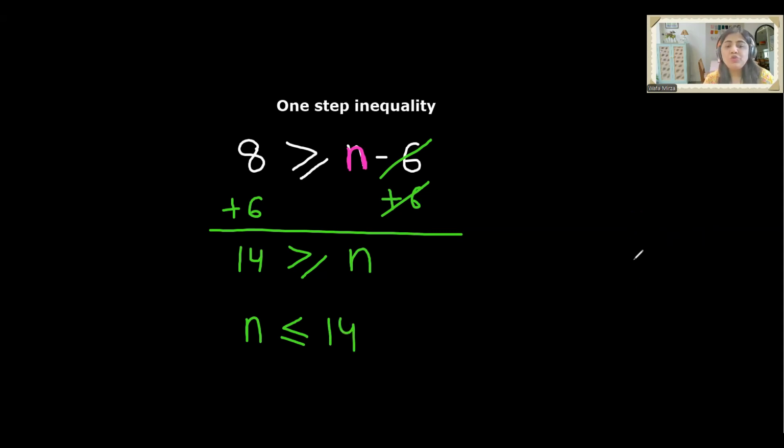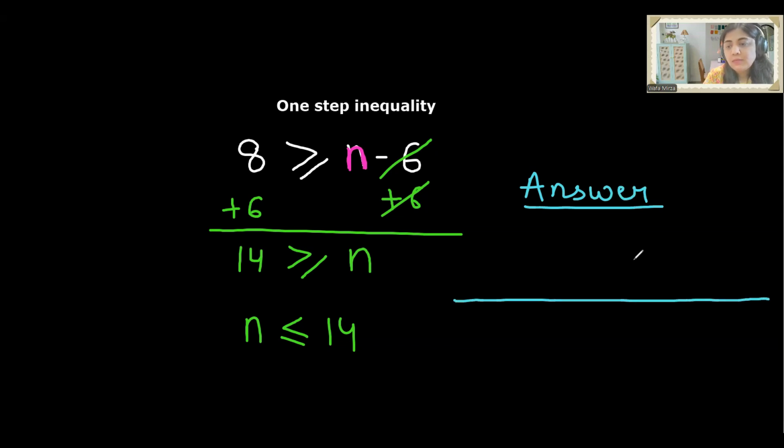So now I want to show my answer on the number line. So here I will write my answer, right? I will draw the number line. On the number line, I will mark 14. Now, n can have any value less than 14. So if it is less than, you have to move towards the left side.